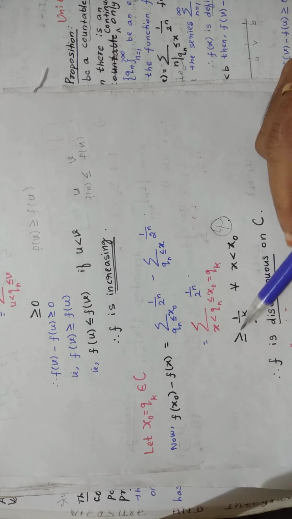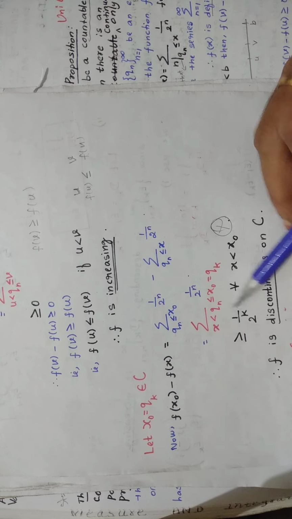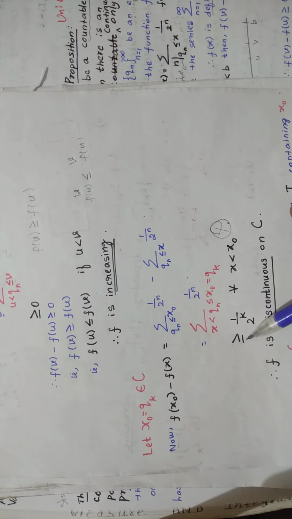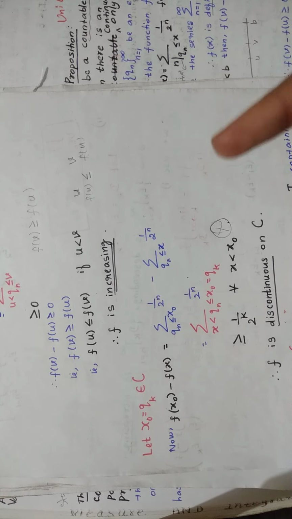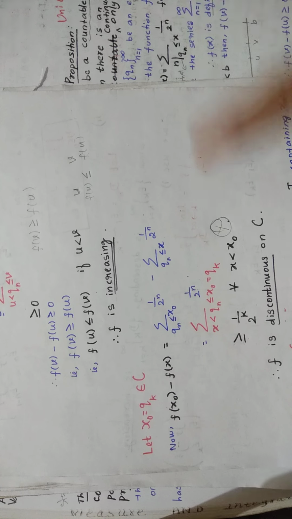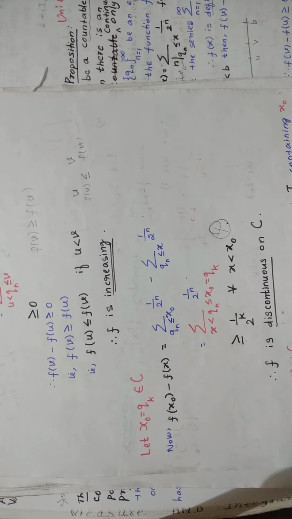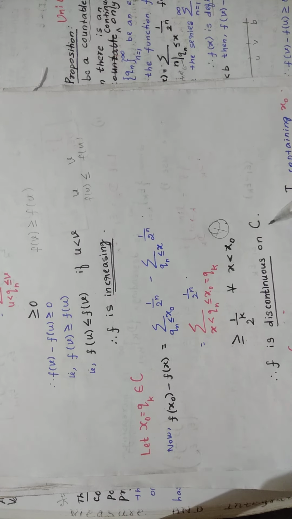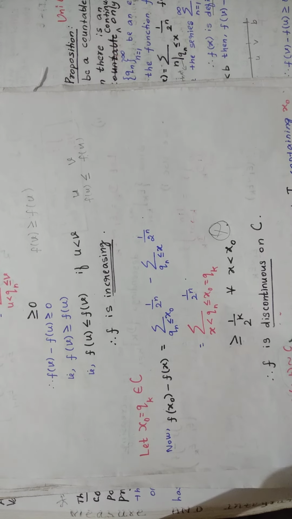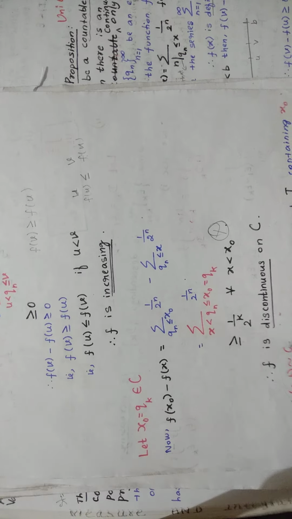You are getting this value. I'm not aware of how you are saying this from this step. After bringing this you can say f is discontinuous because you are getting greater than or equal to. In the continuous definition you have to get less than or equal to, then you can say it is continuous. You are getting greater than or equal to, so you are saying f is discontinuous on C. Now we are going to prove f is continuous on this point. This is what they are asking in the question. Can you see that?